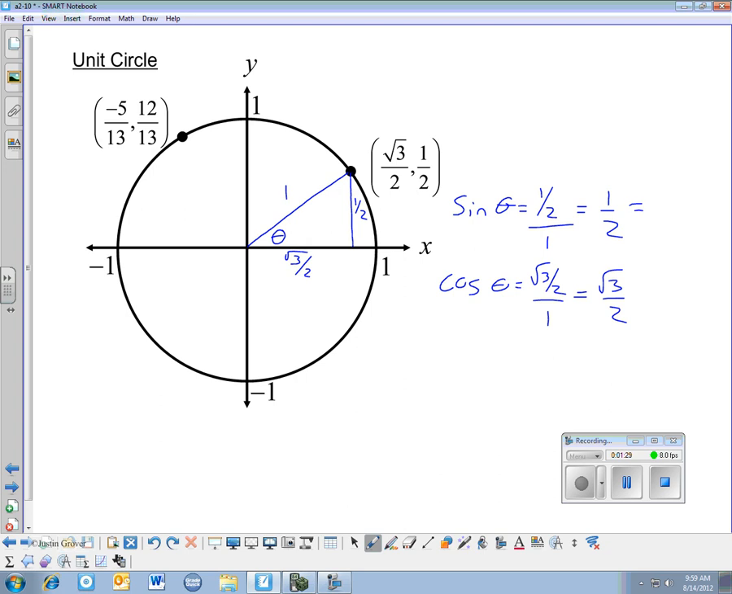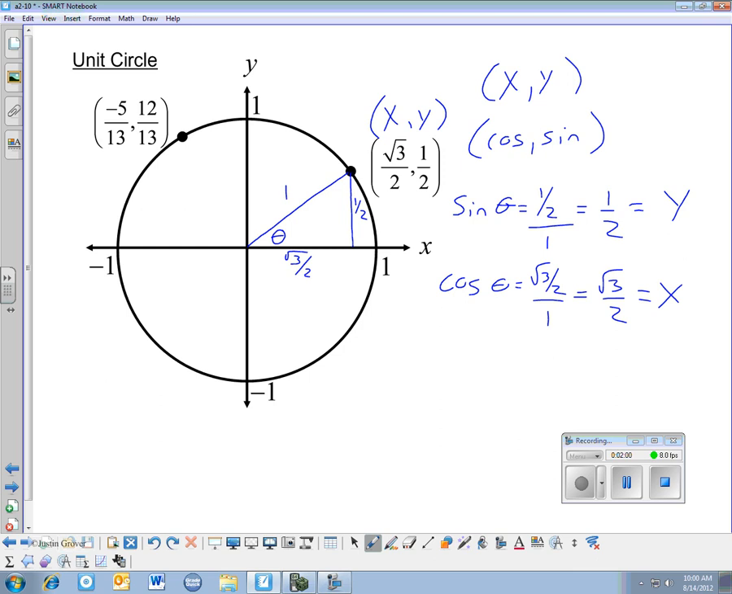And so what we notice is that on the unit circle, our coordinates that we use as x, y correspond to cosine and sine because the hypotenuse is 1. And our sine of 1/2 is actually the y value, and the cosine, √3/2, is the x value. So all of our coordinates that are x, y on the unit circle correspond to cosine, sine.